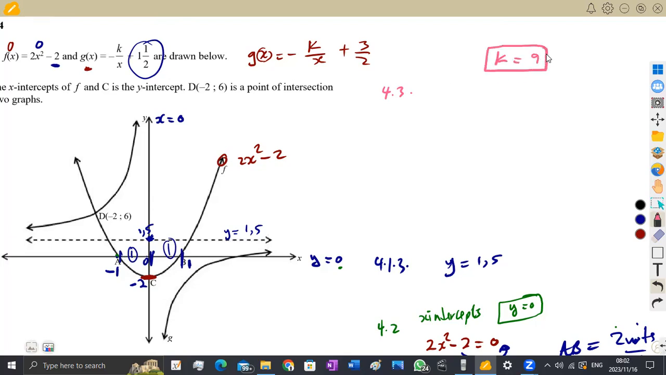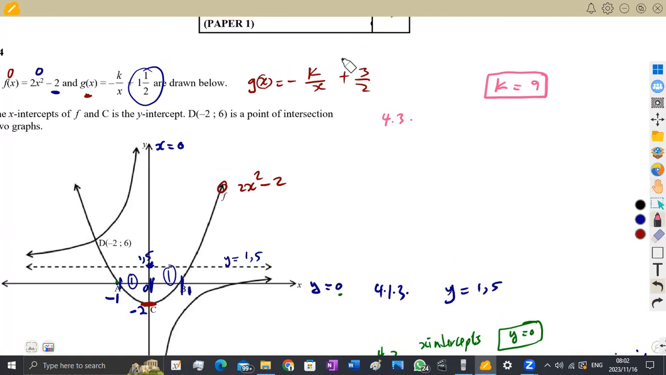So what you're going to need is, you ask yourself, is there a complete point that I can substitute into my equation, because here I'm having my g(x). Remember, g(x) simply represents y is equal to, so you've got an equation there: y is equal to minus k over x plus 1.5, of which 1.5 we said is the same as 3/2. So I'm just going to write it as 3/2 there.